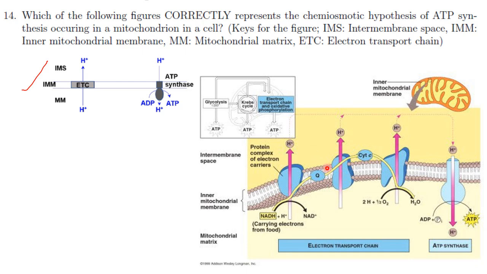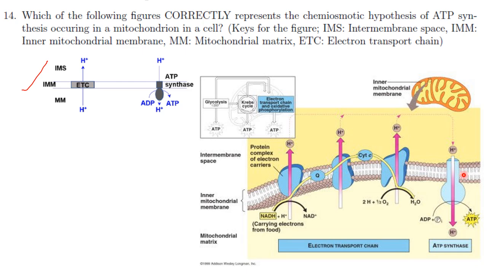Then this proton pumping will create an imbalance of H positive ions, thus a charge difference between the intermembrane space and the matrix. The imbalance is the proton motive force. The proton motive force drives protons back to the matrix. This imbalance will drive the H positive ions back to the matrix through the ATP synthase. This is the ATP synthase.